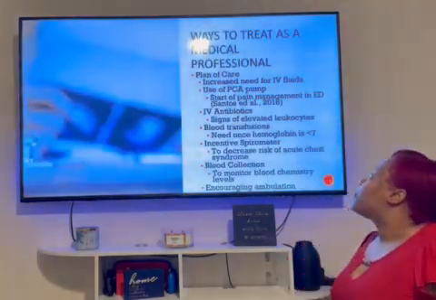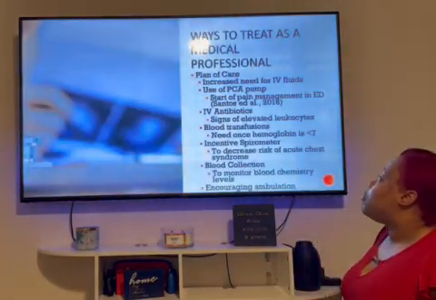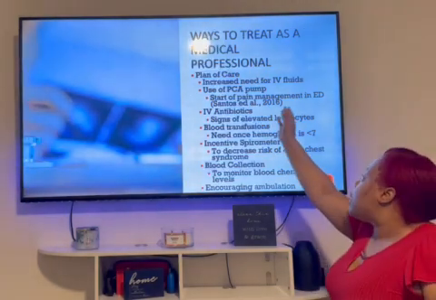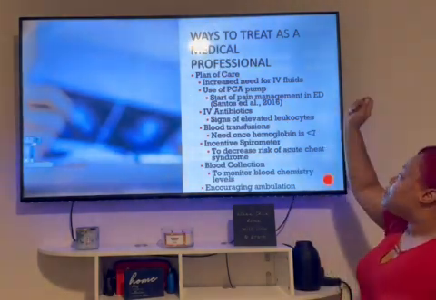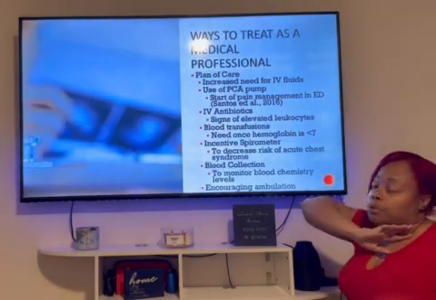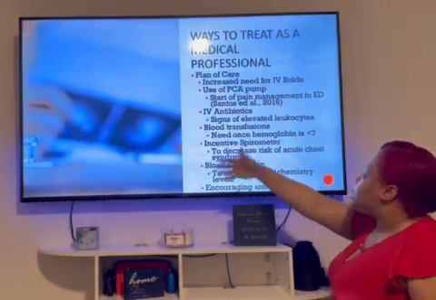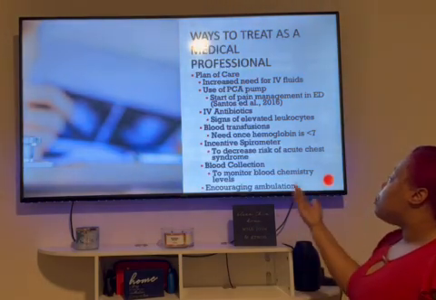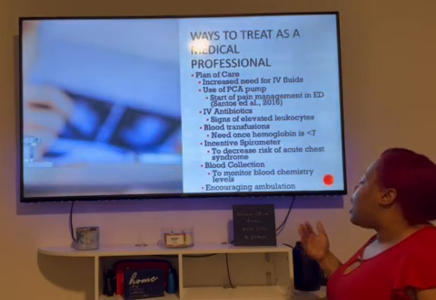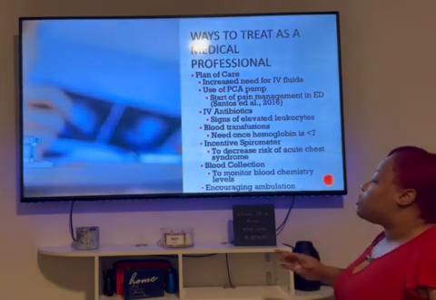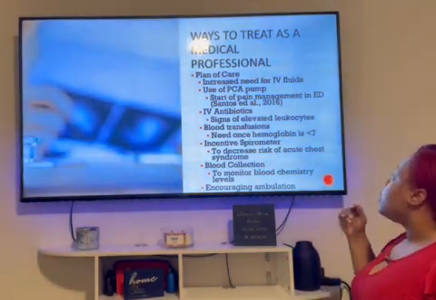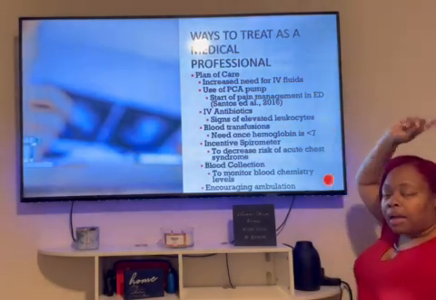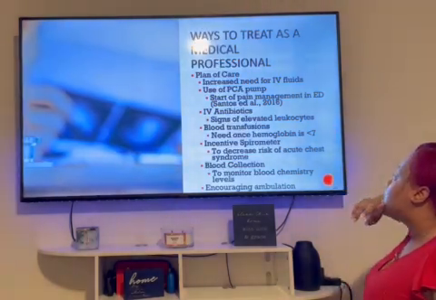All right. Ways to treat as a medical professional. Ways that you can treat and do your plan of care is increase the need for IV fluids, especially when they are in the hospital. So on this slide, I am basically describing ways you can do your plan of care based on a hospital stay, so based on admission. So an increased need for IV fluids is needed. They need to stay hydrated, so having them on continuous IV fluids will be good.